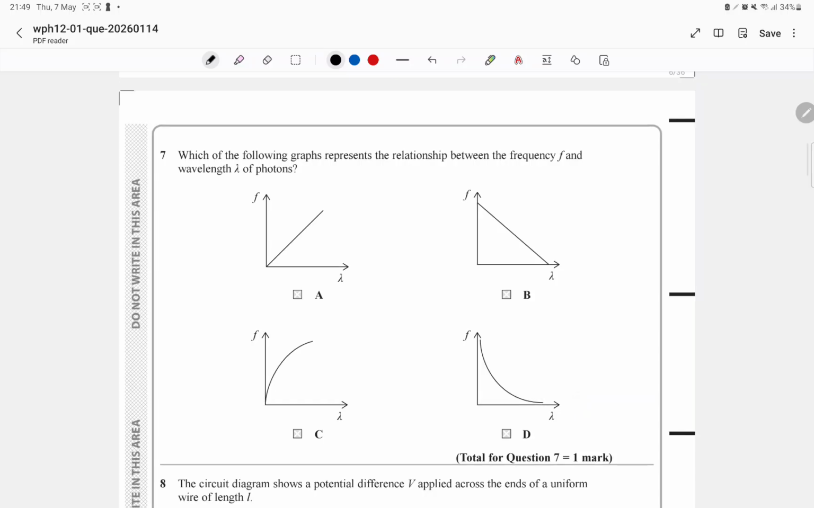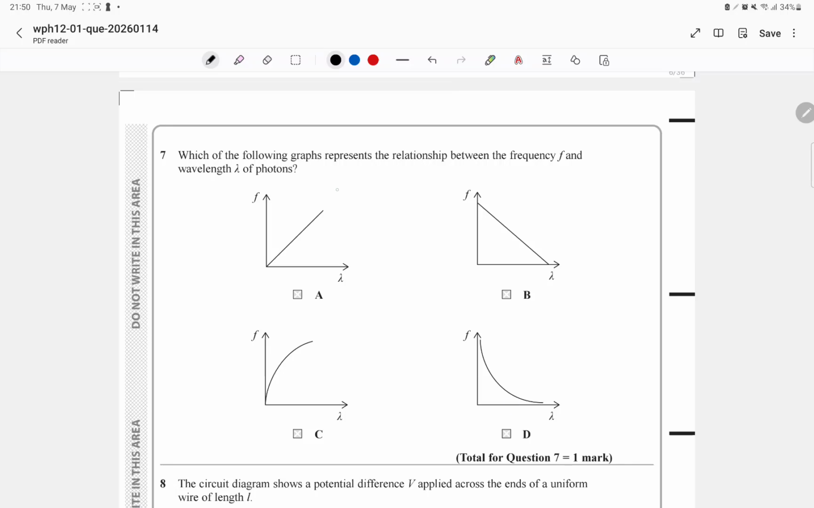Alright, question 7. Always second guess myself when there's no mark scheme. Okay, which of the following graphs represents the relationship between the frequency and the wavelength of photons? Well, photons are light. Light consists of photons. Or, you know, not just light, all parts of the electromagnetic spectrum consist of photons. And all photons travel at the speed of light, because they're electromagnetic waves.